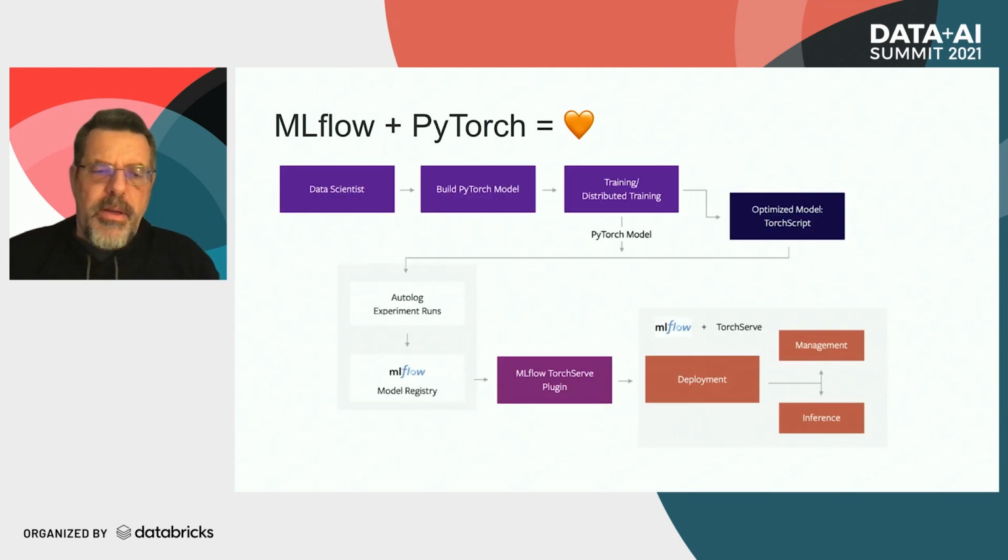Here's a diagram from the PyTorch website. Essentially, you have your data scientist, you have the standard training routine, you're building your PyTorch model, you go through a large number of distributed training runs. You then generate an optimized model. This is the TorchScript, the quote unquote Python-free serialized bits. You then register that in the model registry. In this example, we're doing this with the MLflow autolog concept.